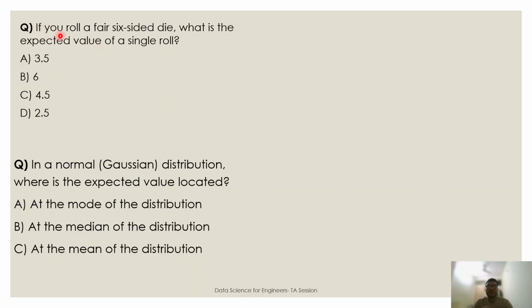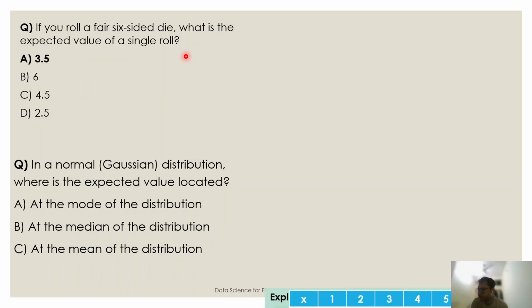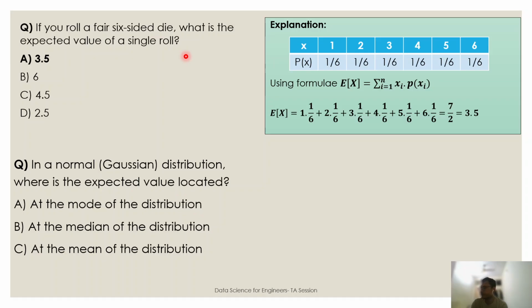Moving towards our questions: if you roll a fair six-sided die, what is the expected value of a single roll? Here we will see how to calculate expected value. What is the expected value of a single roll? So I will tell you why the answer is 3.5 here.